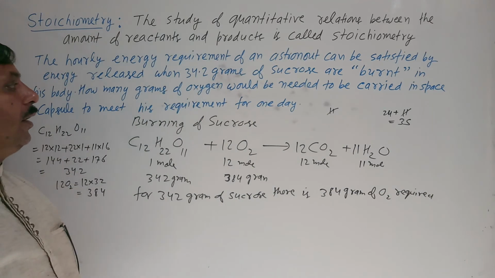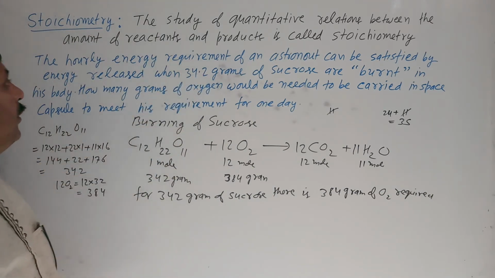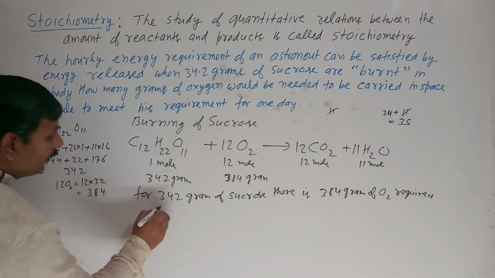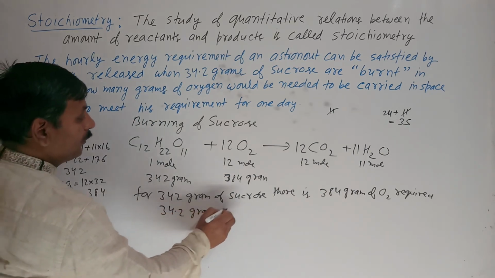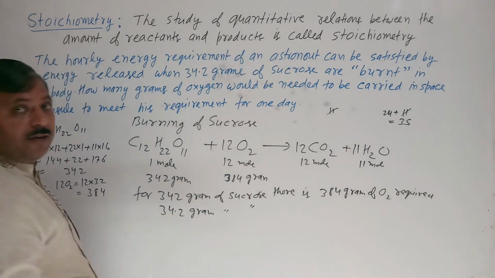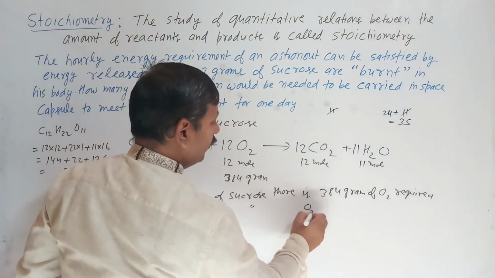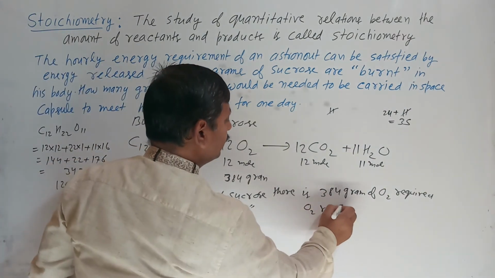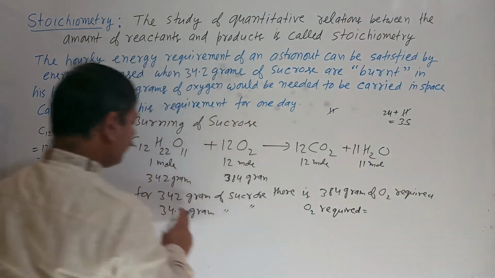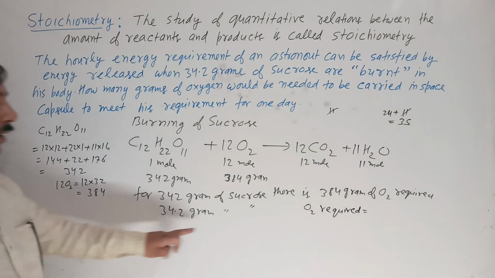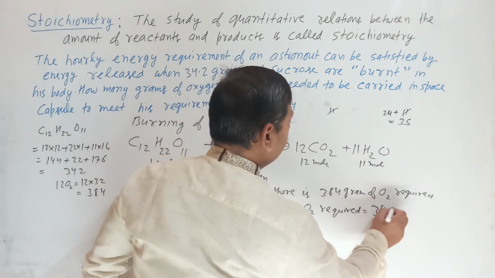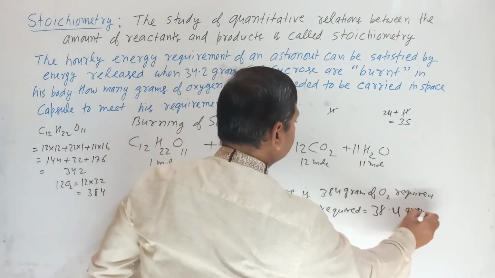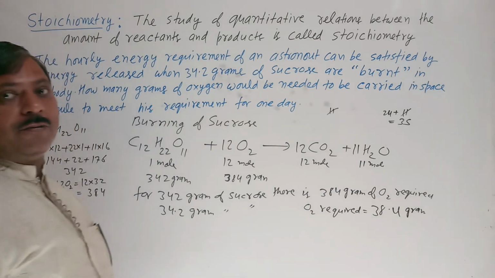For 34.2, what happened? For 34.2 gram of sucrose, how much oxygen is required? So that will be divided by 10 here. Also we have to divide it by 10, meaning 38.4 gram of oxygen required.